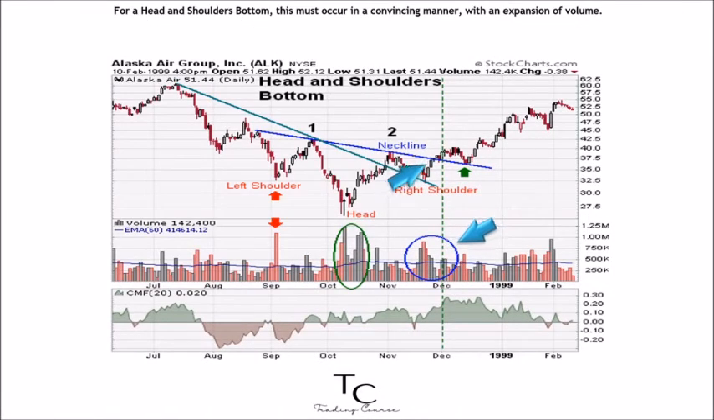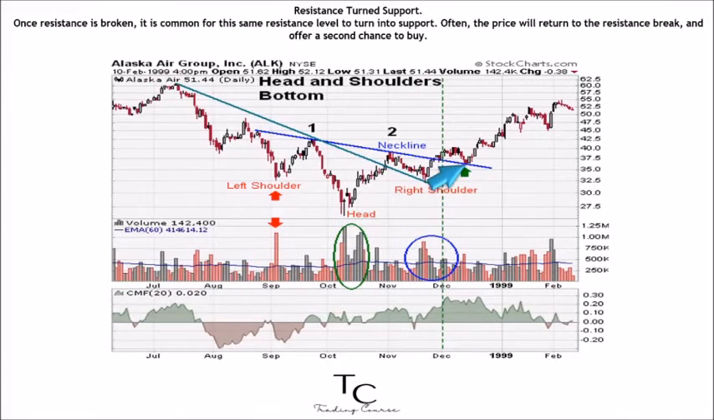For a head and shoulders bottom, this must occur in a convincing manner. With an expansion of volume, resistance turns support. Once resistance is broken, it is common for this same resistance level to turn into support. Often, the price will return to the resistance break and offer a second chance to buy.